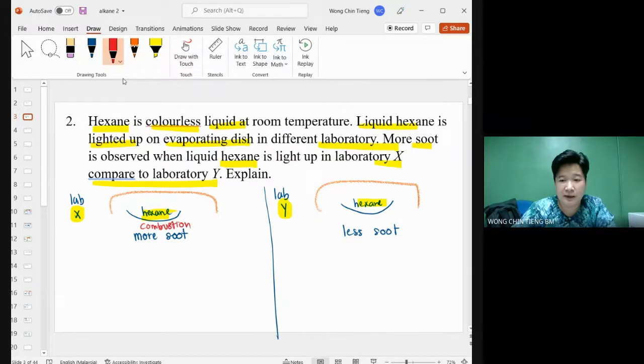So dua-dua kita bakar, combustion. So in your mind, you should straight away come into 2 types of combustion. The complete and the incomplete. Agree? So the complete combustion and the incomplete combustion. My question, which one will produce more soot? The lab X adalah complete atau incomplete? Incomplete.